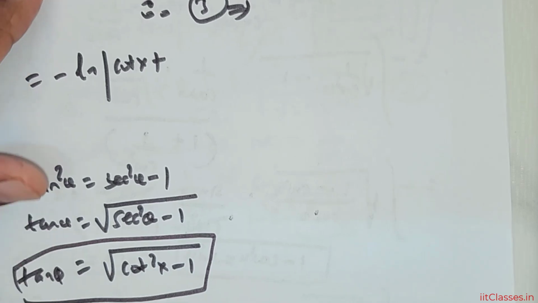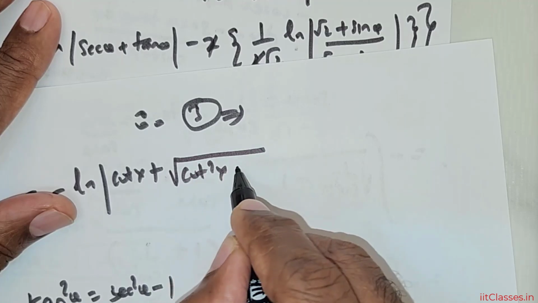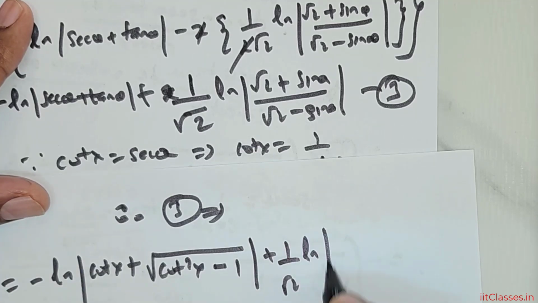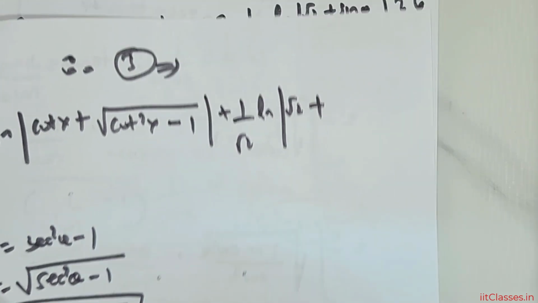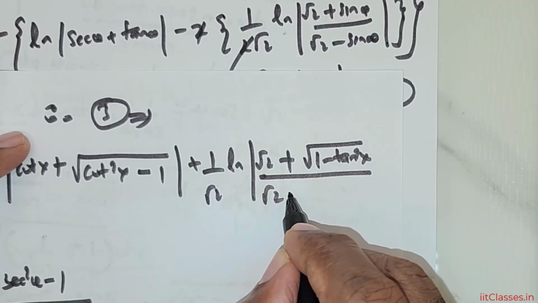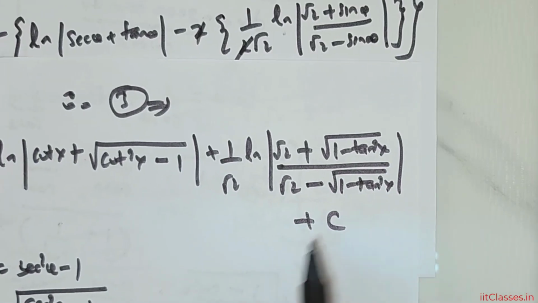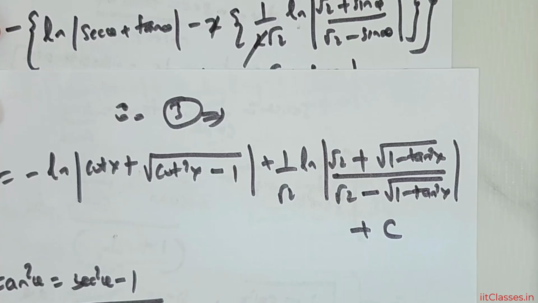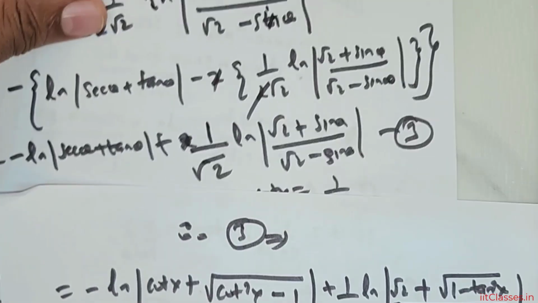So we have to substitute that. So let me substitute that, plus root of cot squared x negative 1. Okay, fair enough, that is done. Plus 1 over root 2 of ln modulus of root of 2 positive. As I mentioned to you, sin theta is root of 1 negative tan squared x. So this is root of 1 negative tan squared x divided by root of 2 negative root of 1 negative tan squared x, plus arbitrary constant c. Okay, please check. This is what we got. So this is all for the working. So this is the end of this question.